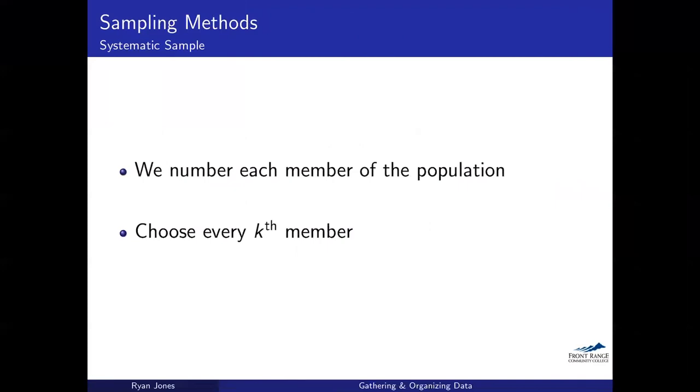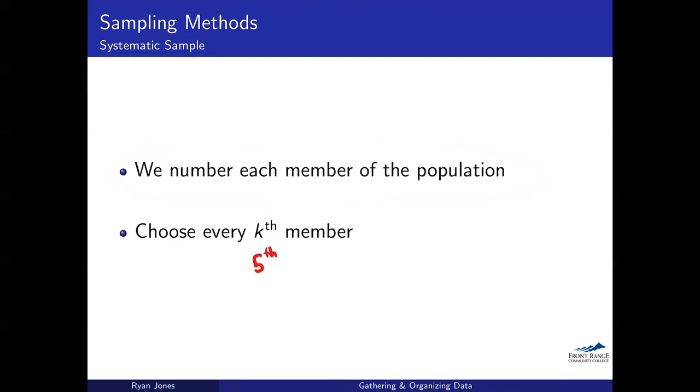In this type of sampling, you're basically going to choose every fifth person that leaves the grocery store. So every fifth person, you're just going to ask them, hey, what'd you buy from the grocery store? I'm collecting data on that. And so what you might do is say, hey, we're going to number each member of the population, and then you're just going to choose every kth member. In this example, I just used k equals 5. I said every fifth member.